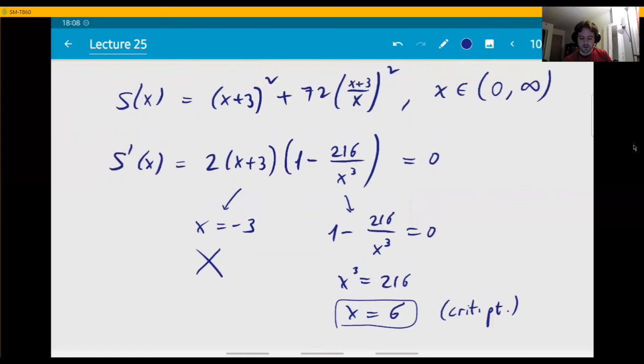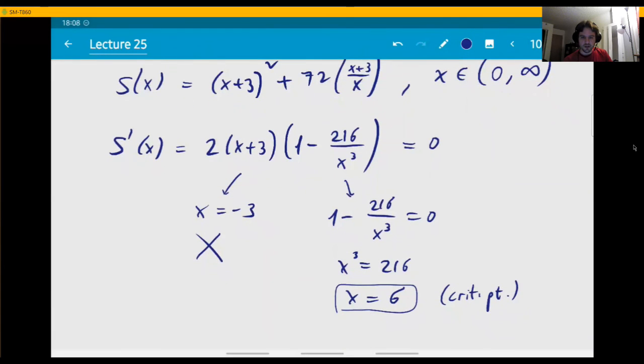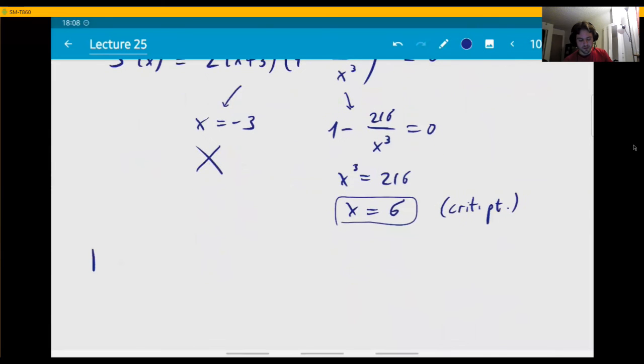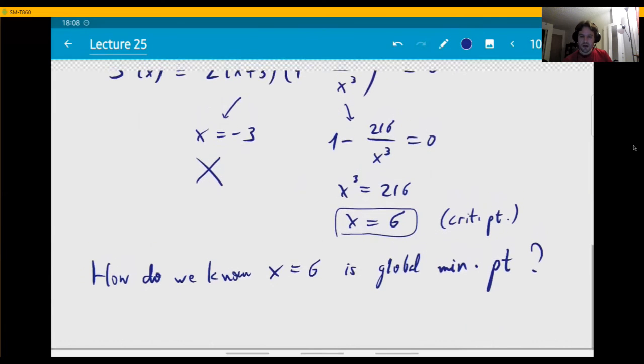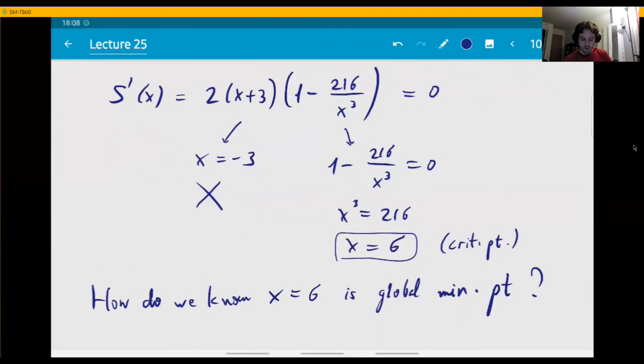Now, somehow we're going to need to justify that this is the global minimum point that we are looking for. There are a couple of things that you can try to do here to justify that. How do we know x equals 6 is the global minimum point? Probably the easiest thing to do here is analyze the sign of s prime. What is going to happen to s prime before the number 6 and after the number 6? This part is always positive, that's okay.